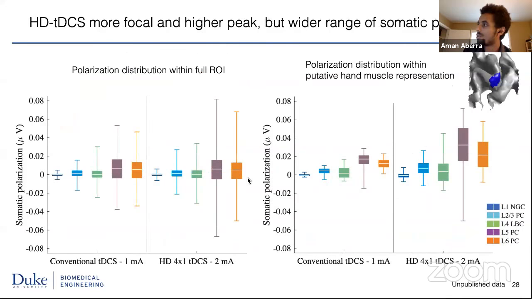And what we can also do is quantify not only polarization in the full region, but polarization within subregions. For example, if we identify this putative hand muscle representation we were looking at earlier, we see that the HD tDCS, while it clearly has a much more focal electric field distribution, which is kind of trivial just looking at the electric field, and a higher peak, it does actually produce a wider range of somatic polarization, even in the more selected subregion of the M1, or this hand knob region of interest.